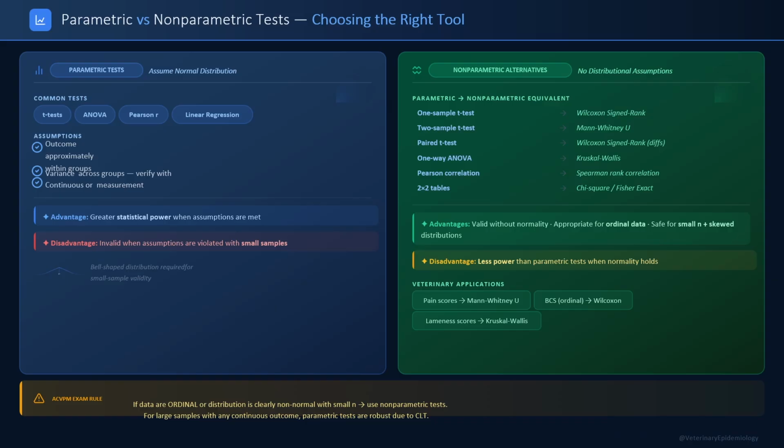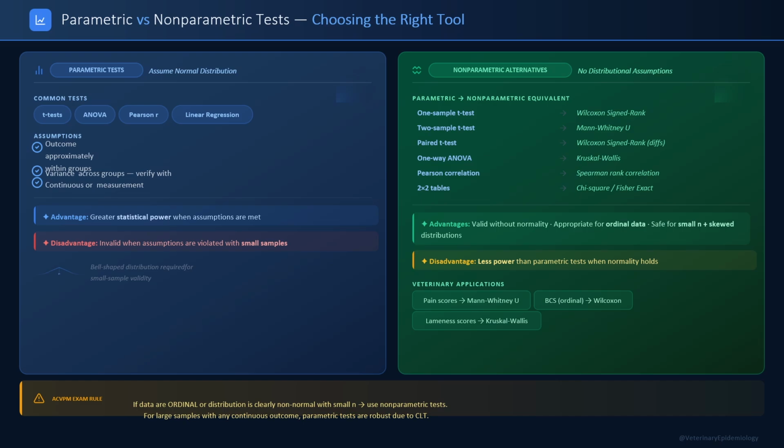Here's a question that comes up constantly in practice. What do you do when your data just don't follow a nice normal bell curve? That's the parametric versus non-parametric decision. Parametric tests, your t-tests and ANOVA, assume normality, and when that assumption holds, they're the most powerful option you've got. But when your data are skewed or they're ordinal like body condition or pain scores, or your sample is simply small, you switch over to non-parametric tests. And the nice thing is there's a direct swap for almost everything.